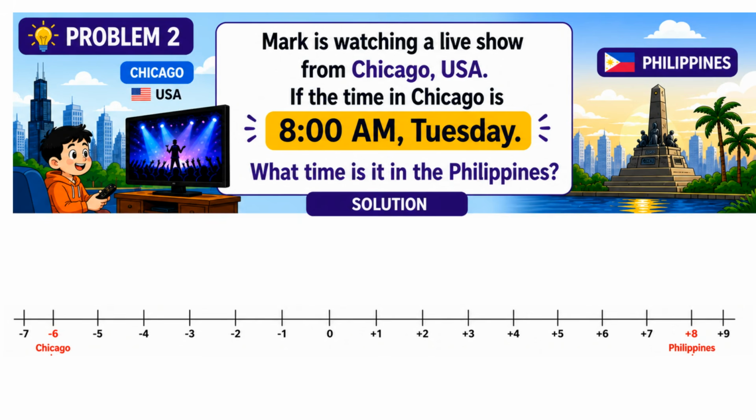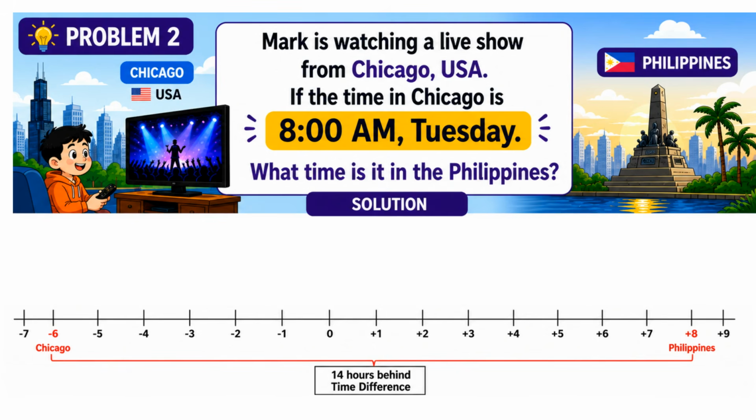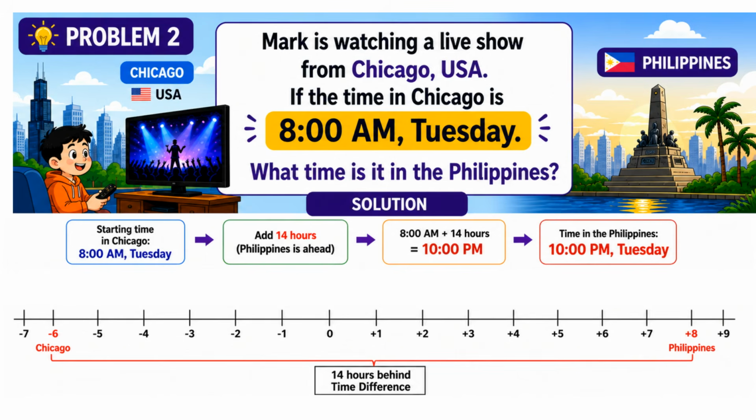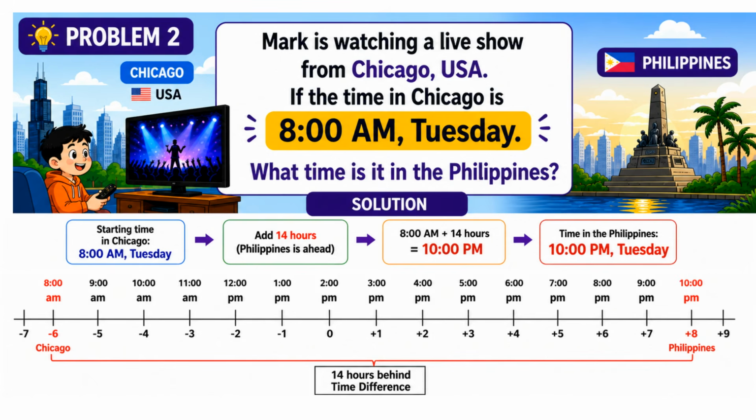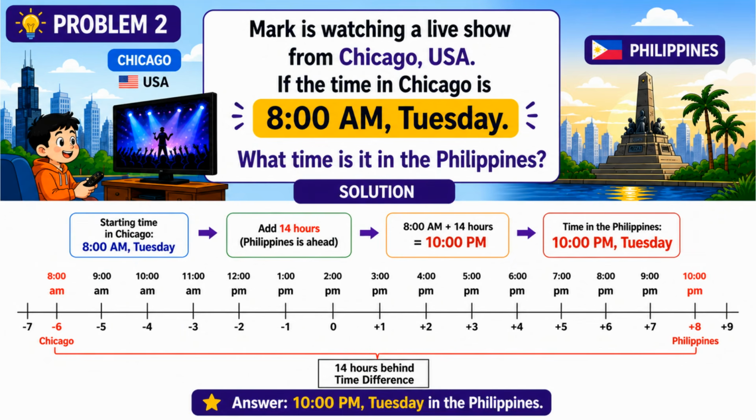Chicago is in UTC -6, and the Philippines is in UTC +8. To find their time difference, we count how many time zones there are to reach the Philippines, which is in UTC +8. From -6 to +8, there are 14 time zones. It means Chicago is 14 hours behind the Philippine time. So we add 14 hours to 8 a.m. to get Philippine time. That gives us 10 p.m. Since we moved from morning to evening but did not pass midnight, the day is still Tuesday. Therefore, the time in the Philippines is 10 p.m. Tuesday.